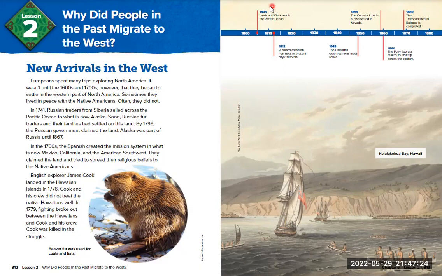Now let's read the timeline. In 1805, Lewis and Clark reached the Pacific Ocean. This is when they traveled with Sacagawea through the Louisiana Purchase. Then we have 1812, the Russians built forts in present-day California. Then we have the California Gold Rush beginning in 1849. Then in 1859, the Comstock Lode was discovered in Nevada. In 1860, the Pony Express makes its first trip across the country. In 1869, the Transcontinental Railroad is complete.